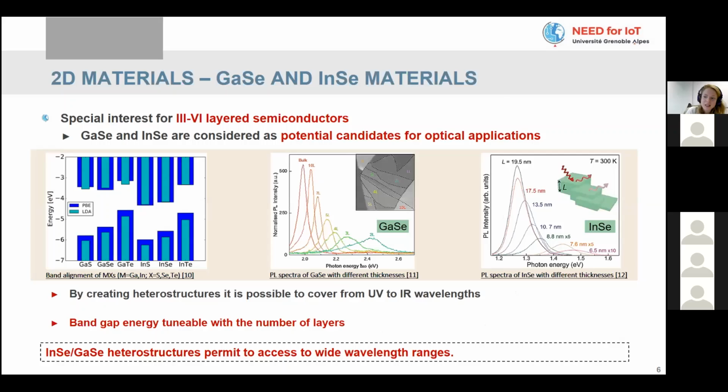What is interesting in this family is that you have different semiconductors with different band gap energies. By creating heterostructures of these semiconductors, you can cover from UV to infrared wavelengths. So this is really interesting for optical applications. More specifically, for gallium selenide and indium selenide, you see that the band gap energy evolves with the number of layers, which means that you can cover different wavelength ranges depending on the thickness of your material. And by creating heterostructures with these materials, you can access wide wavelength ranges.